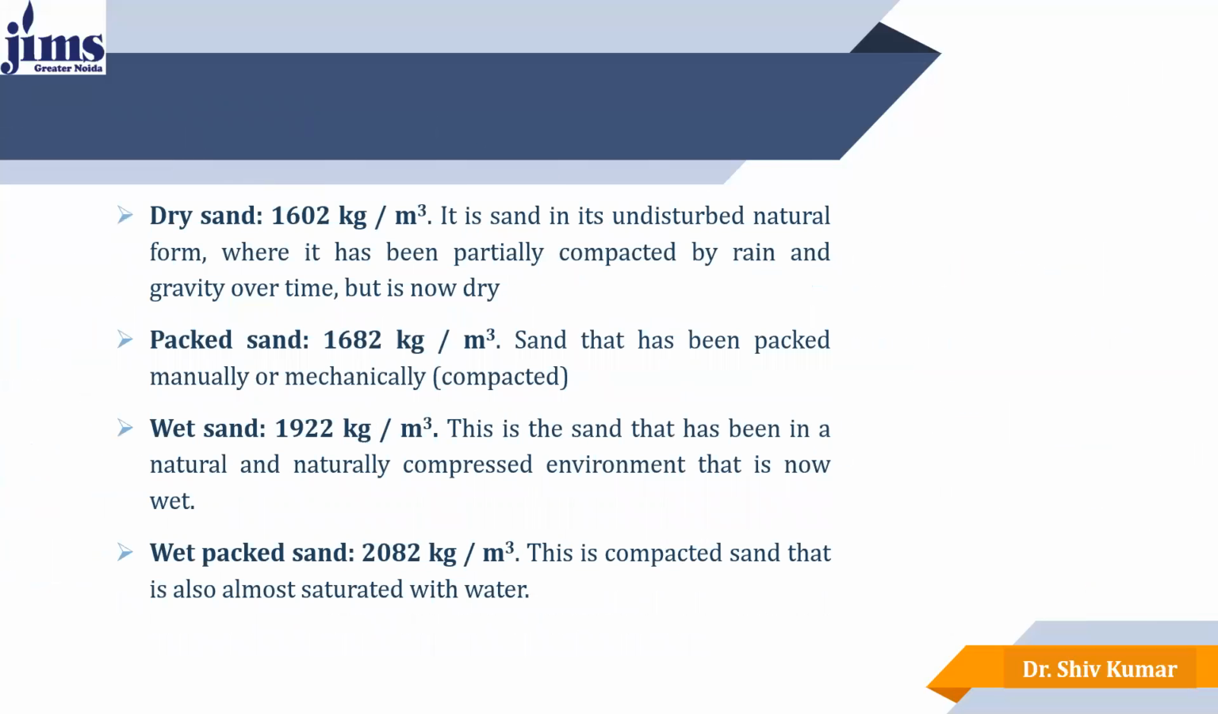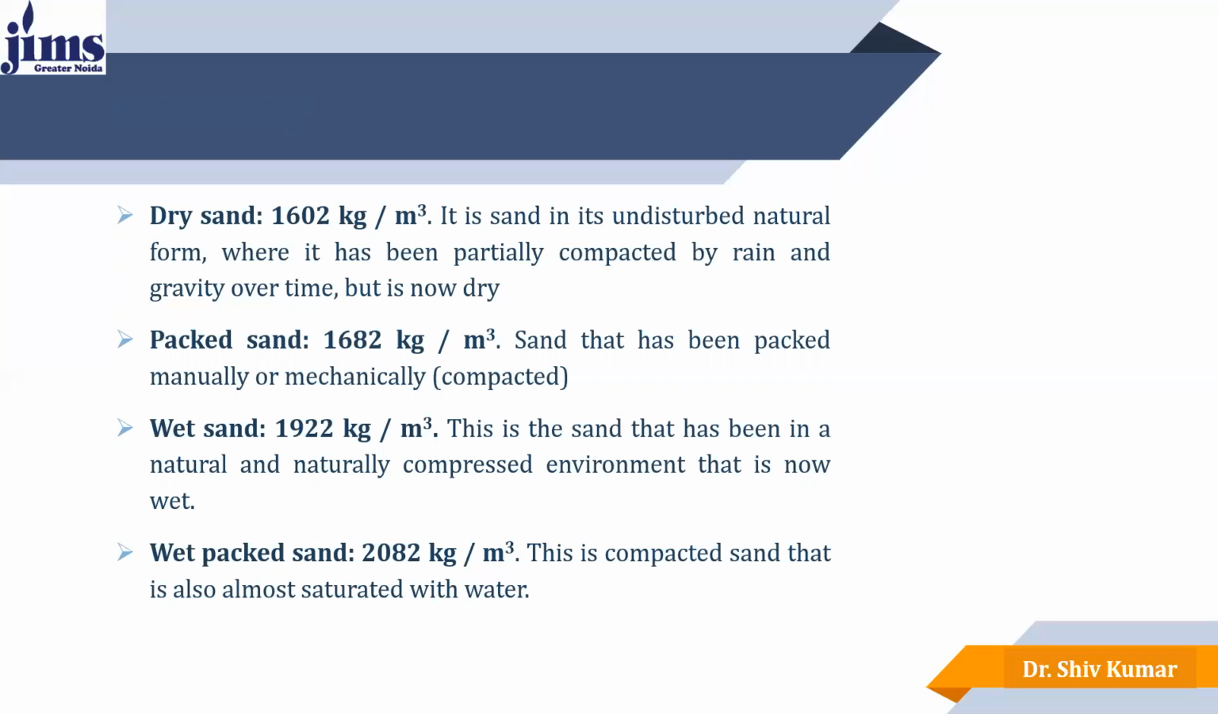The next is dry sand, whose density is 1602 kilogram per cubic meter. It is sand in its undisturbed natural form, where it has been partially compacted by rain and gravity over time, but now it is dry. Next is packed sand. The density of packed sand is 1682 kilogram per cubic meter. That sand has been manually or mechanically compacted.